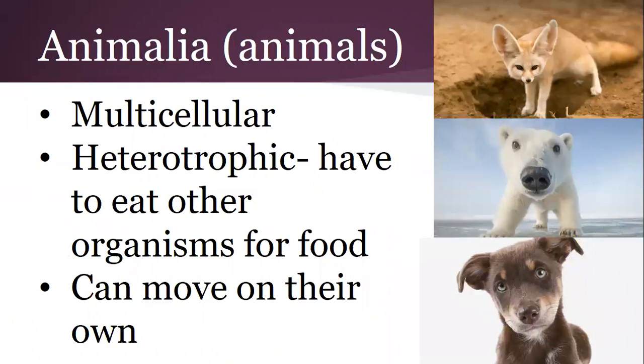Animalia, animals. Multicellular, heterotrophic. In other words, they eat something else to make themselves able to live. In other words, they could be vegetarians, eat only plants. They could be omnivores, like you, eat plants and other animals, or they could be a carnivore. In other words, they eat only other meat.